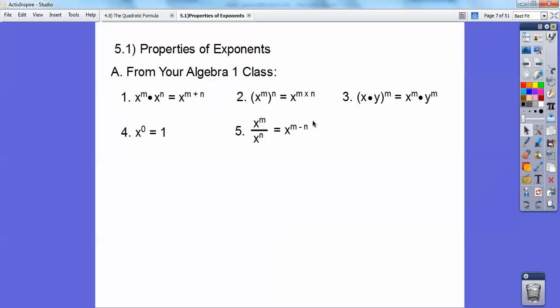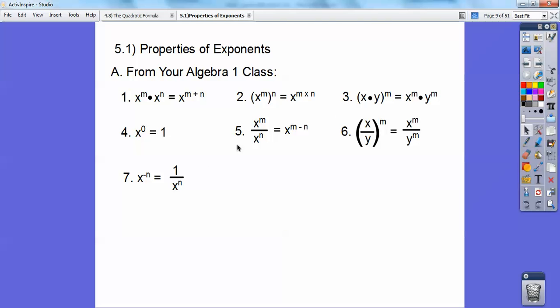All right, so a fraction, x to the m over x to the n, as long as these bases are the same, x's, then you just subtract those exponents, m minus n. And when you have a fraction to an exponent, then it's the numerator to the exponent over the denominator to the exponent. Okay, we're going to be using all of these coming up.